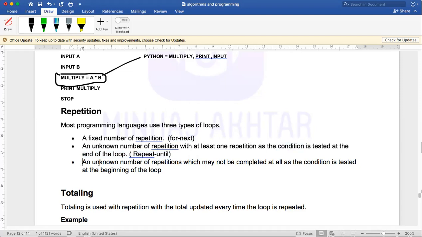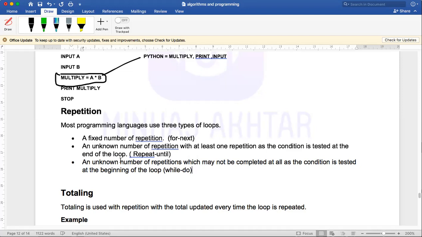Number 3, an unknown number of repetitions. Look, in for next the number of repetitions is known, but in repeat until, and this one, the while do loop, the repetitions are unknown. You can write a while do heading as well, or repeat until or for next.